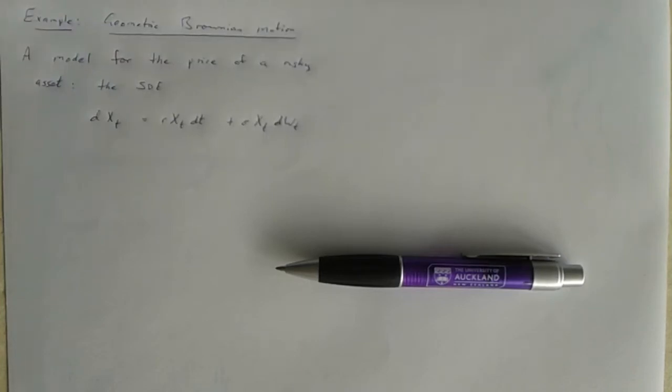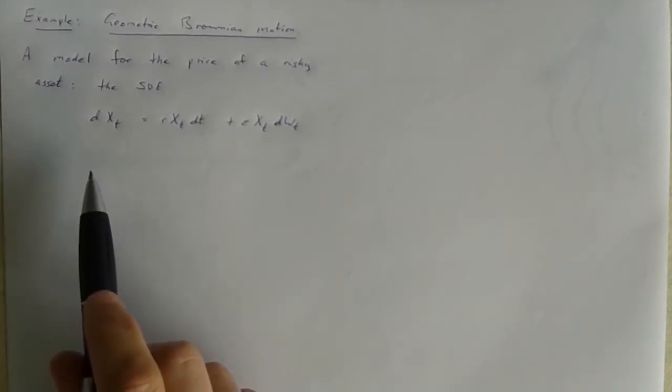Geometric Brownian motion. We're still in the Ito's lemma section here because this is going to be another example of using Ito's lemma, but this is also an important process in its own right. Geometric Brownian motion is used as a model for the price of a risky asset. Here it is, it's a stochastic differential equation.